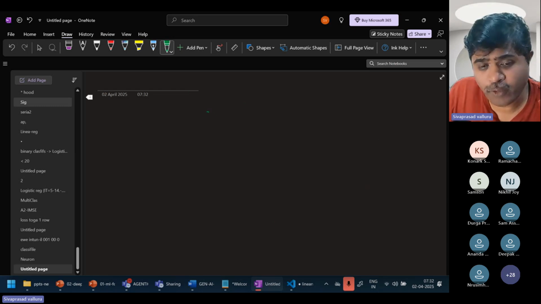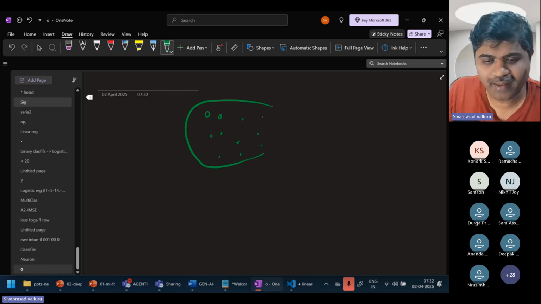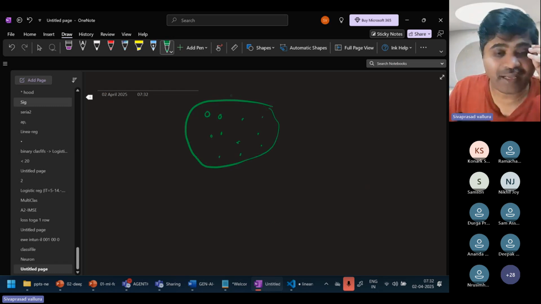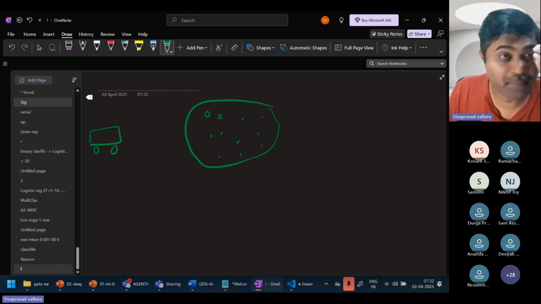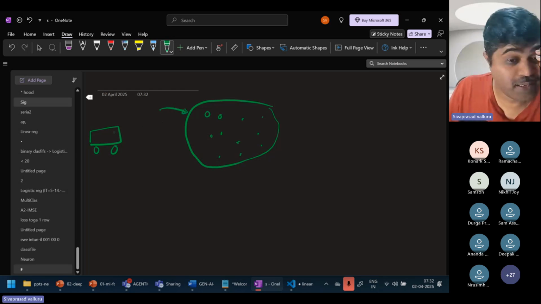In our human brain also, we have a lot of neurons connected with each other. Lots of neurons. So let's assume that this is a brain and each dot is a neuron for now. Let's assume that I see a bus with my eyes. My eyes will send a signal to my brain. Whenever my eyes see a bus, it will send a signal.